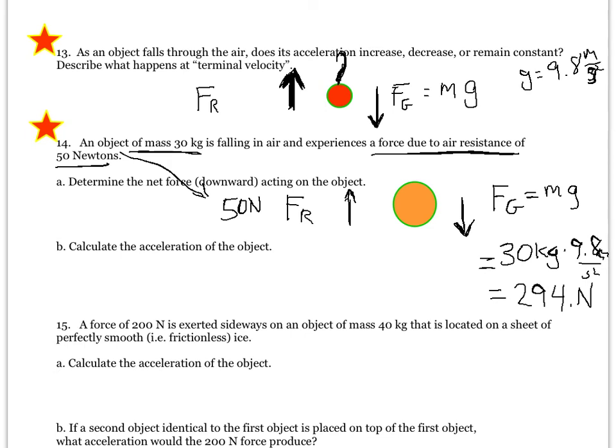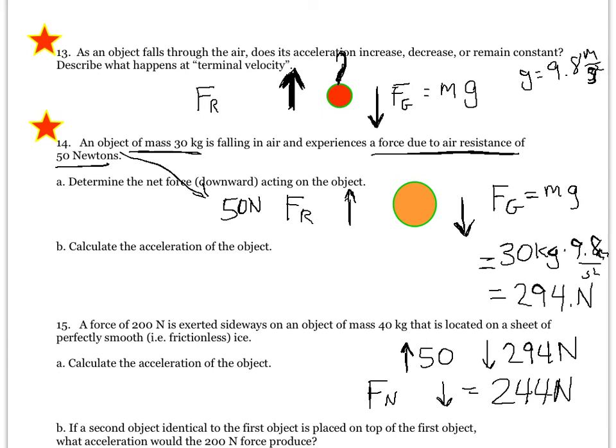So I'm going to start writing down here a little bit. We have one force that is pushing up on the cantaloupe, that is 50 newtons, and we have one force pushing down, that's 294 newtons. So what's the net force on the cantaloupe? Well, it's going to be 50 taken away from 294, and it's going to be going down. So the net force is equal to 244 newtons going down.